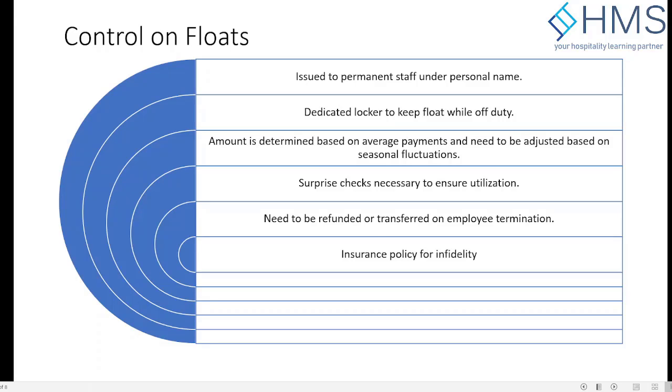For example, duty manager, front office manager, general manager, financial controller, they all have authorization on the cash usage, right? So infidelity insurance is taken for every one of them, even though they may not handle the cash directly. So that's the internal controls on floats and general cash. It applies to the hotel float and also the individual operational floats.